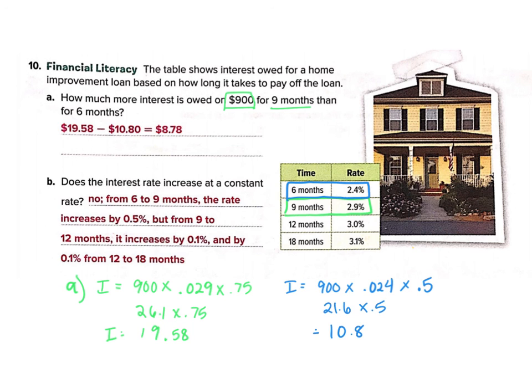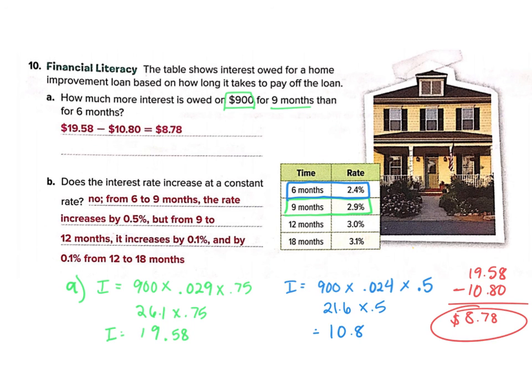So now since it's asking how much more interest is owed if he took 9 months to pay it off versus 6 months, you subtract 9 months, which was $19.58 of interest, minus 6 months, which was $10.80. And that's how they got the $8.78. So if you take an extra 3 months to pay off this loan, he's owing $8 more. So it's always better to just pay it off right away.